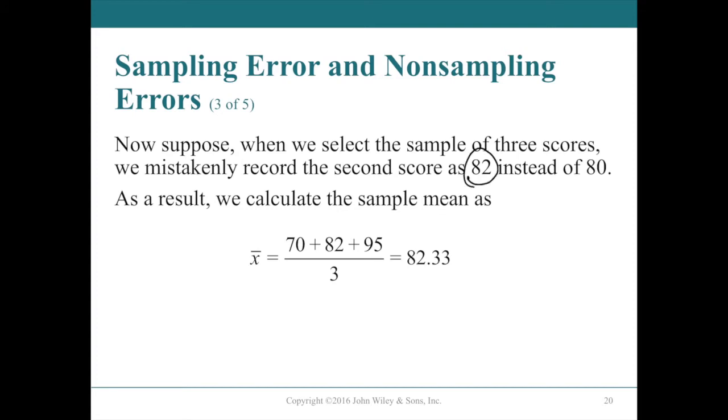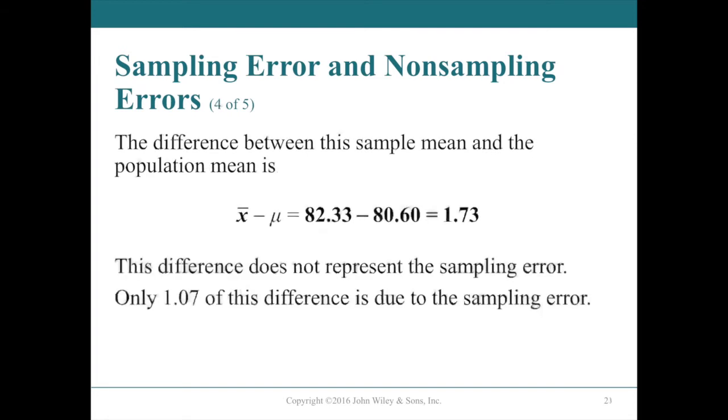Now, however, if we selected the sample of 3 scores and mistakenly recorded the second score as 82 instead of 80, that's bad. So we put the 82 in, and that's a mistake. Doesn't seem like much of a mistake, but notice how our mean has changed. Our X bar, our estimated sample mean, is now up to 82.33. So when we take a look at that versus the true mean, 80.6, we now find our overall error is 1.73. This is the error, plain and simple.